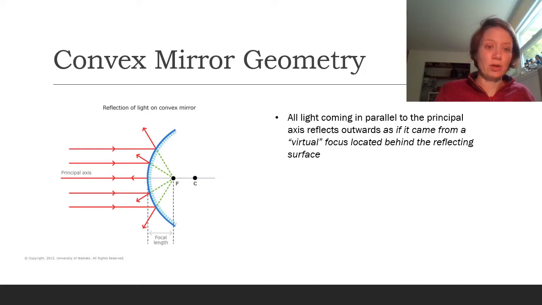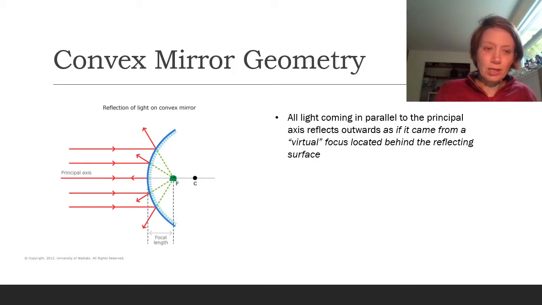And convex mirrors also will have a principal axis, which is that line that bisects the mirror and splits it into two equal halves, that has a normal line to the principal axis, and a ray parallel to the principal axis. And the thing that makes a convex mirror special is that all the light that's coming in parallel to the principal axis reflects outwards as if it came from the focus. So this is similar to how we looked at the concave mirrors, except for this location in space, the light doesn't actually ever get to the focus because it hits the surface of the mirror instead.